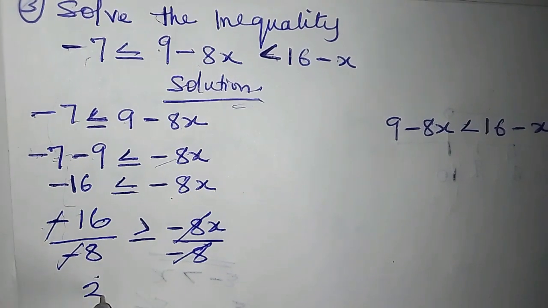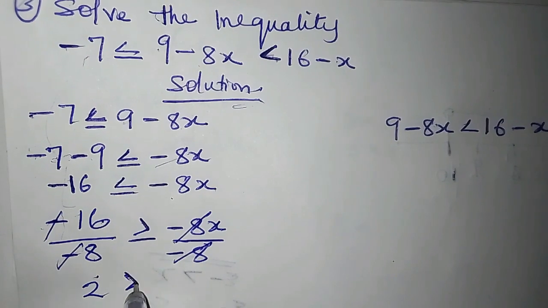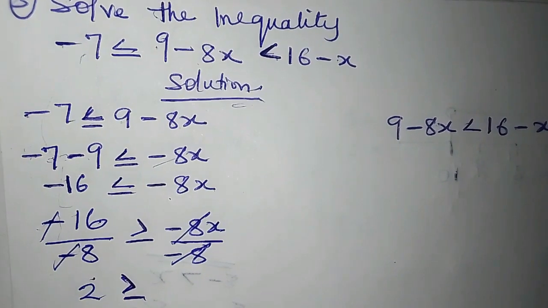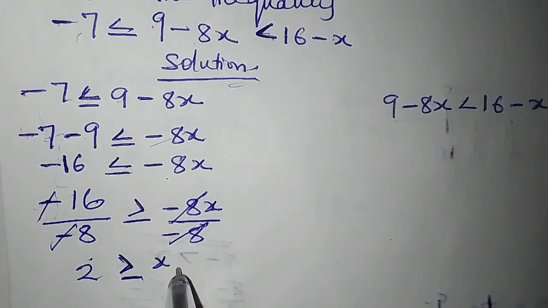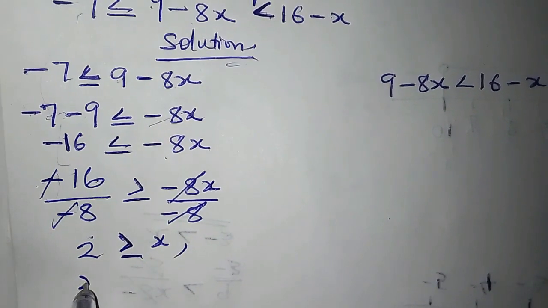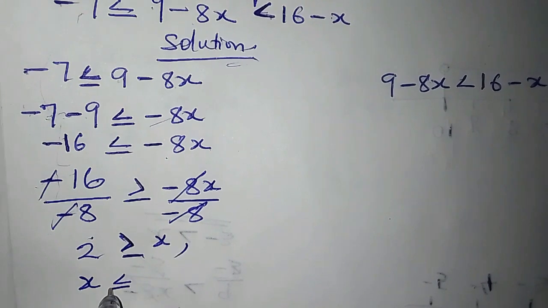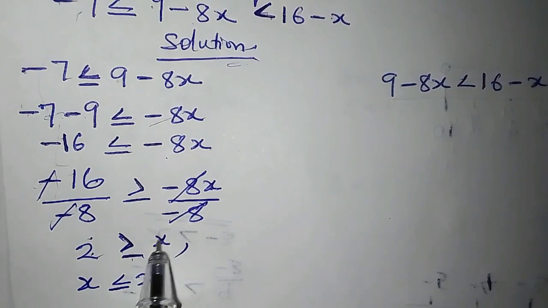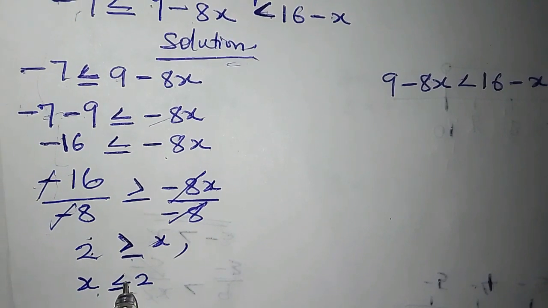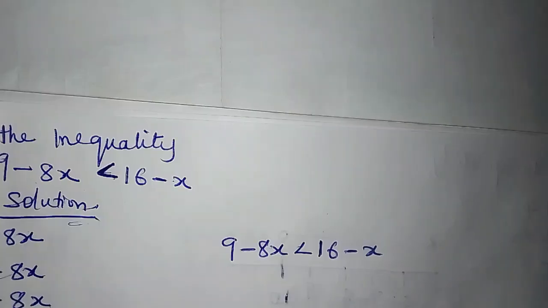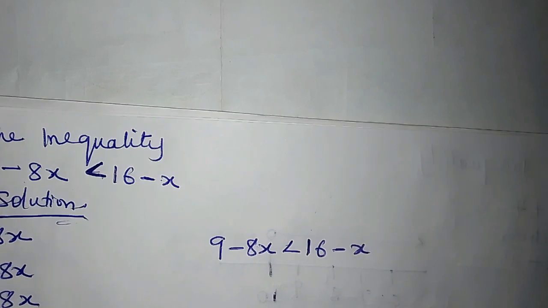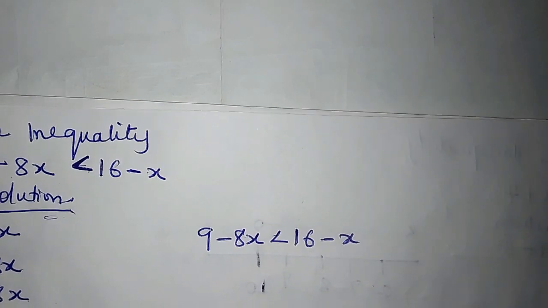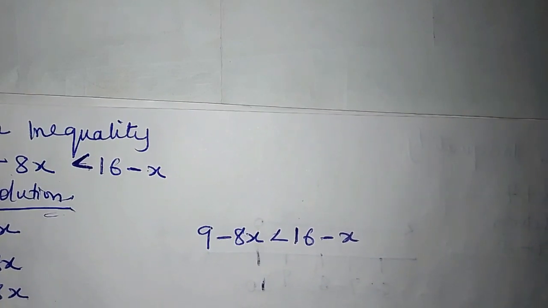So 2 is greater than or equal to x. You will agree with me that this also means x is less than or equal to 2. If 2 is greater than or equal to x, it means x is less than or equal to 2. Let's solve the second part of it. 9 minus 8x less than 16 minus x.